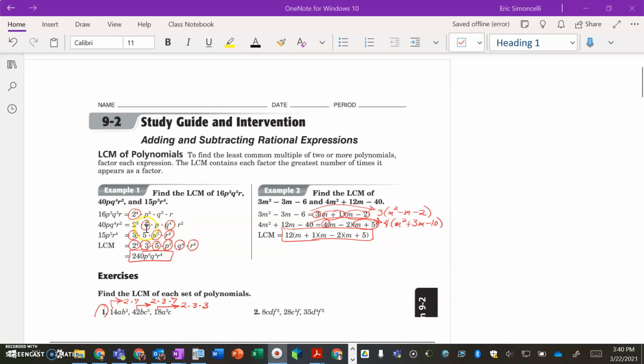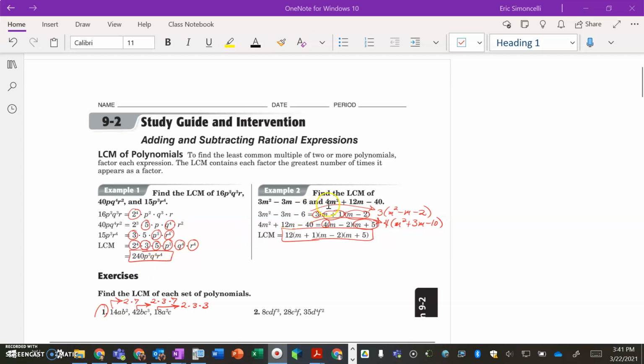Please also note, when I did pick 2 to the fourth, 5, and 3, there was a 2 to the third, but between those two, 2 to the fourth was higher. And of course 5 did exist also here, but that's the highest it is between all three. And then 3, of course, only exists here. So you pick all of those respective terms. When it's all said and done, you multiply 2 to the fourth times 3 times 5, which is 240. Then p cubed, q to the fourth, r to the fourth. That results in your full LCM.